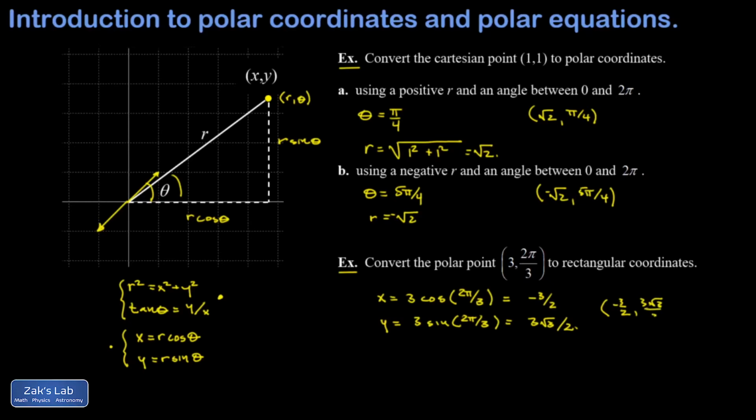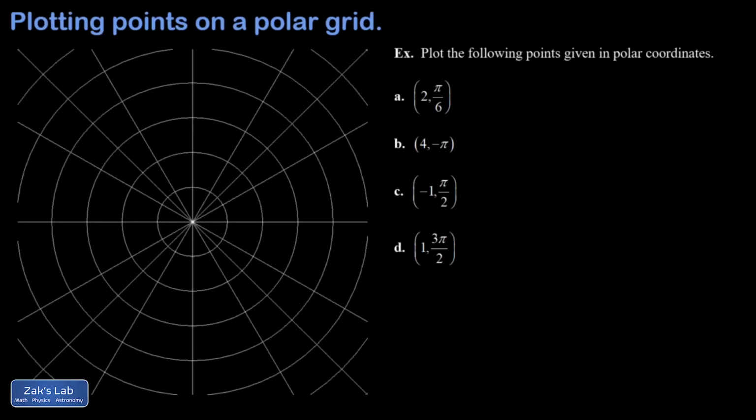So to make it easier to plot polar points, we can introduce a polar grid for the plane, and the lines I've labeled in here correspond to all of our classic special angles. I have pi over 6, pi over 4, pi over 3, of course an angle of 0 pointing to the right, pi over 2 pointing straight up. And in our example, we're asked to plot the following points that are given in polar coordinates.